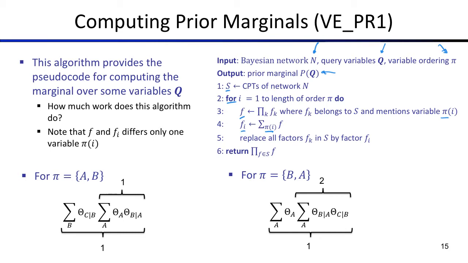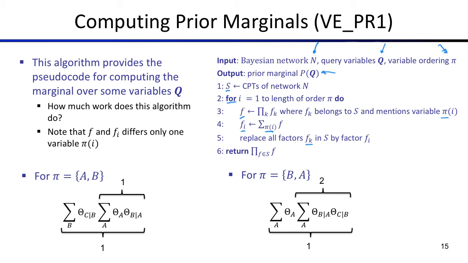And now is the time for eliminating all the factors that we had before, that we call fk. These are the factors that mention the variable pi i, so we can remove them from S and include a new factor fi in the set S. So we are replacing all the factors that we multiplied by a new factor fi.